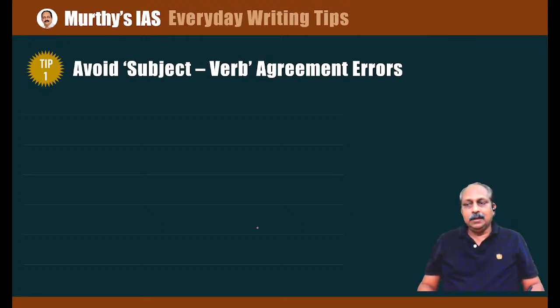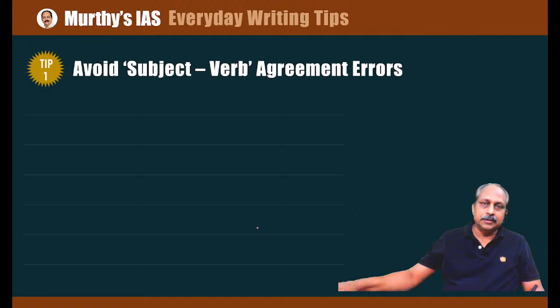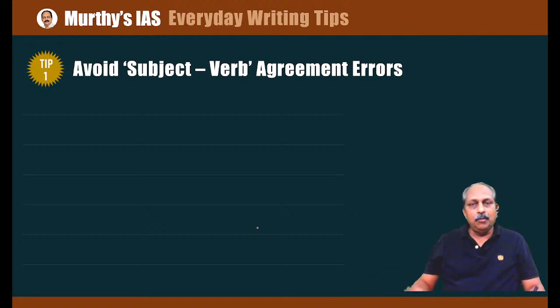Today's writing tip, the first tip, tip number one. What is this tip? Avoid subject verb agreement errors. When it comes to English language, any language for that matter, we come across sentence patterns. And in English, we have about 350 sentence patterns.